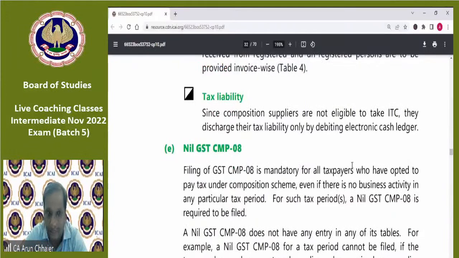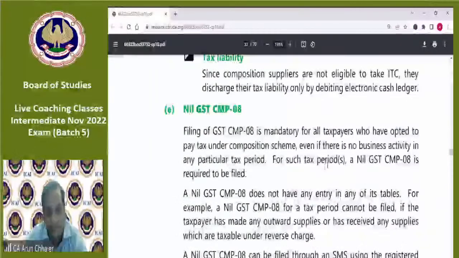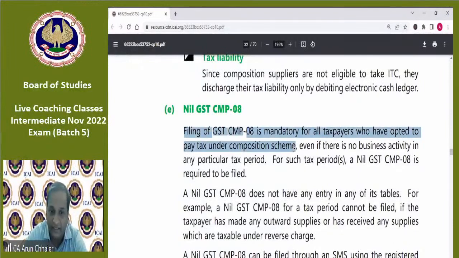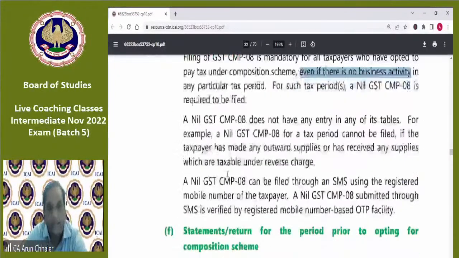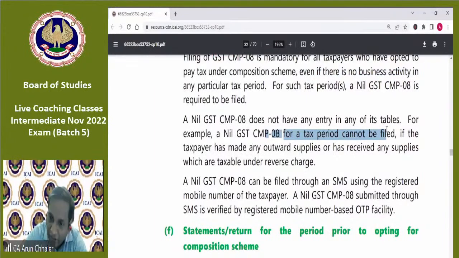For GSTR 4. Nil CMP 08 is mandatory for all taxpayers who opted to pay the tax under composition. Even if there is no business activity, the nil 3B is required to be filed. A nil CMP 08 does not have any entry in any of its tables. For example, nil CMP 08 for a tax period cannot be filed if the taxpayer has made any outward supply or has received any, because if he has some transaction, obviously he cannot file the nil GSTR 3B.